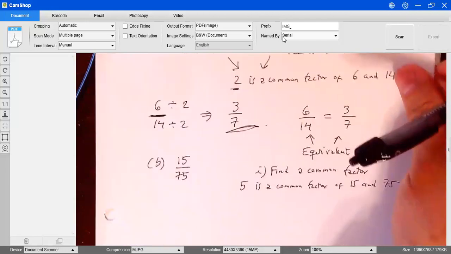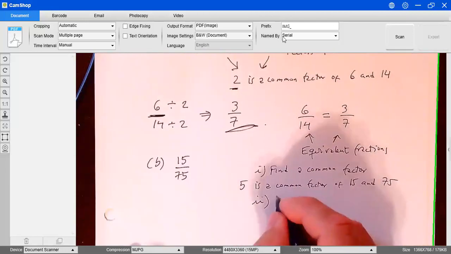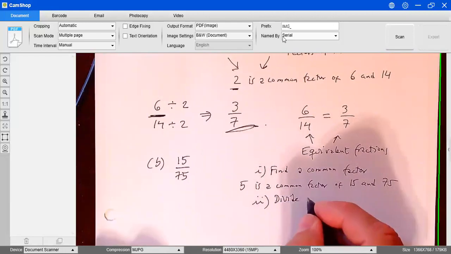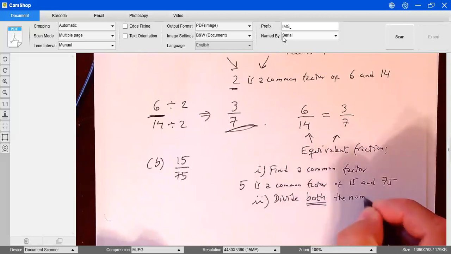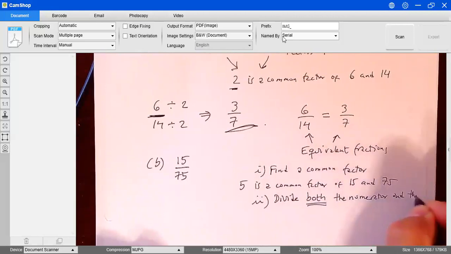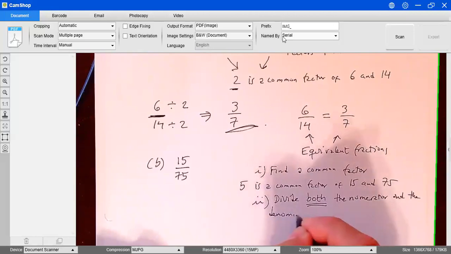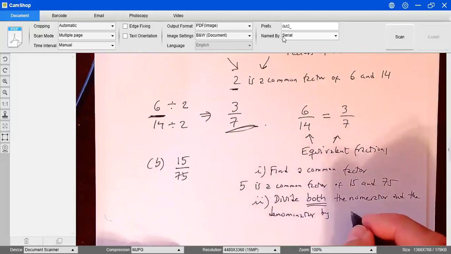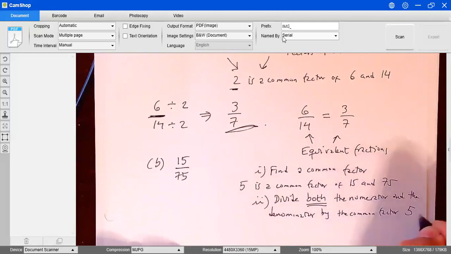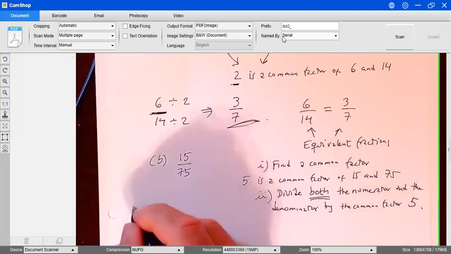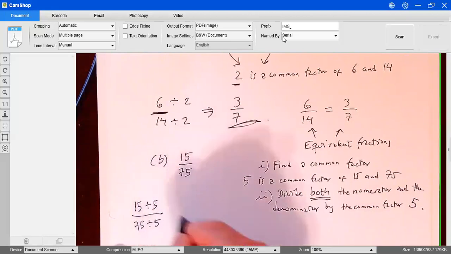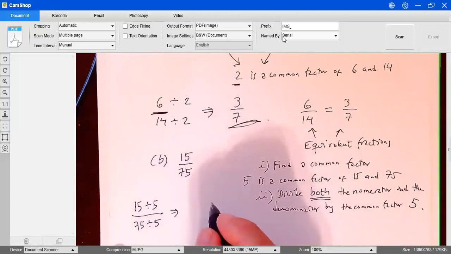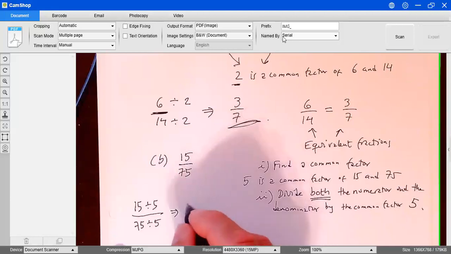Then you're going to divide. I'm going to write this for your notes. You're going to divide both the numerator and the denominator by the common factor, in this case 5. So we're going to have 15 divided by 5, 75 divided by 5. So we're going to get 3 over 15.